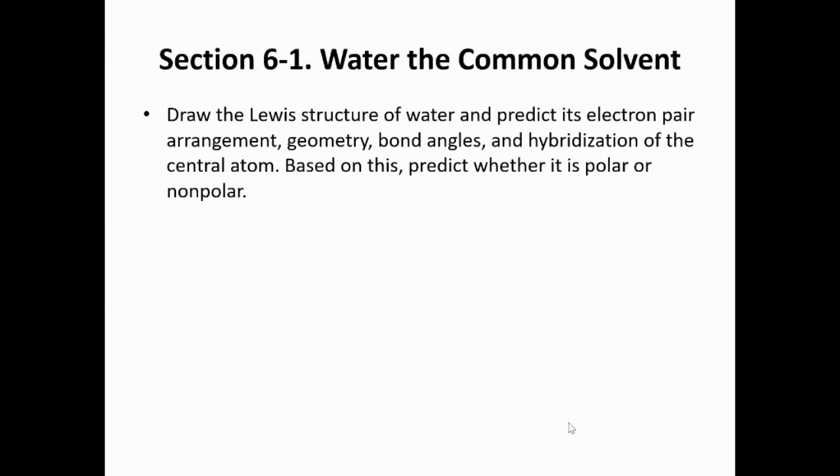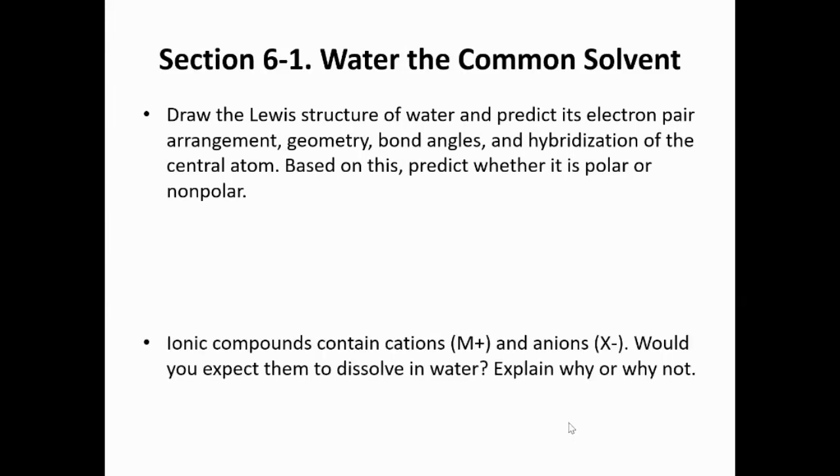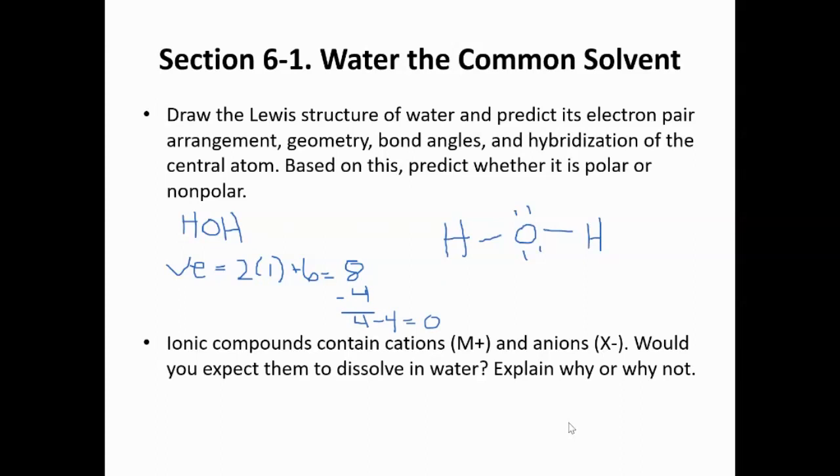Okay, so we already know how to draw Lewis structures, and if we were to draw the Lewis structure of water, we would first start with the formula H2O or HOH, and we would count up the valence electrons. There's 8 valence electrons in water. And so we would start with the skeletal structure. We would then complete the octet for oxygen, which would put 2 lone pairs on oxygen, and that would essentially use up all of the valence electrons. So there is your Lewis structure for water.